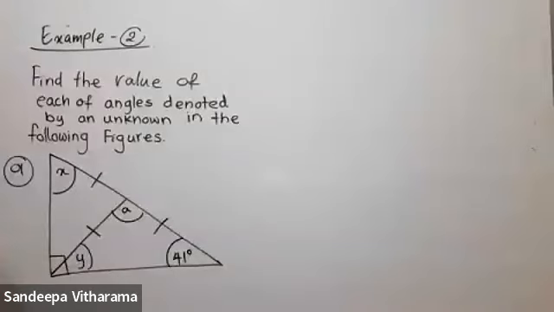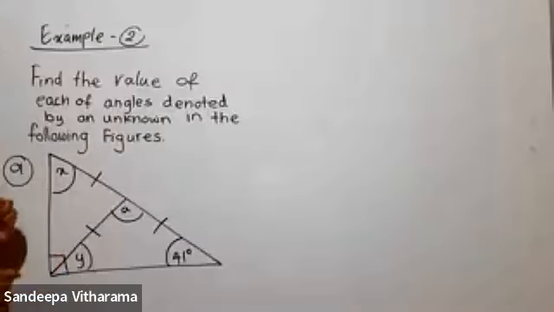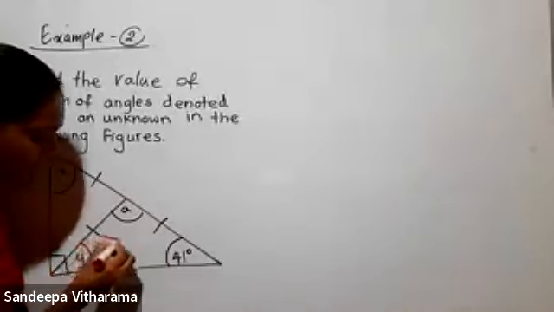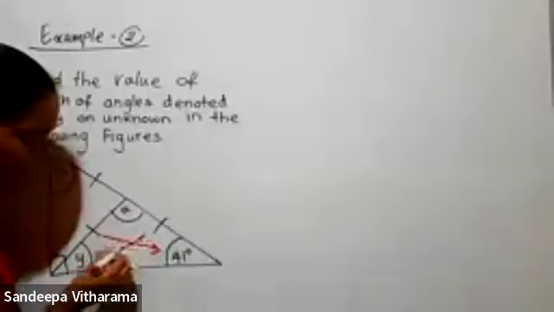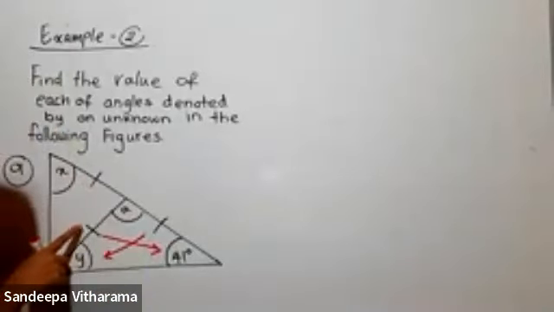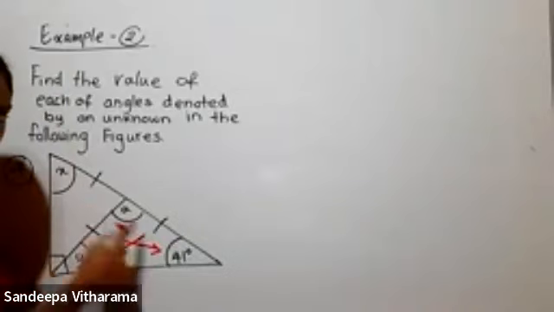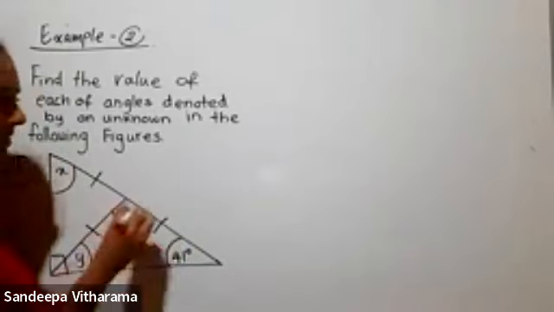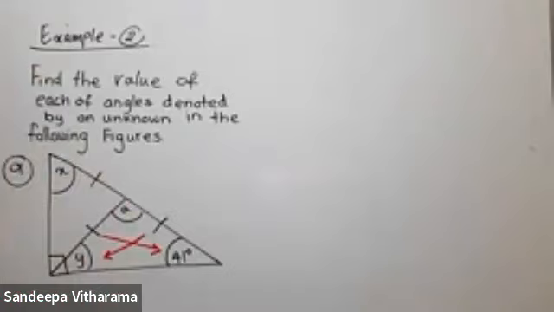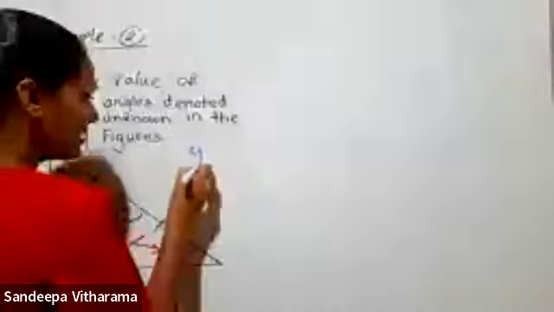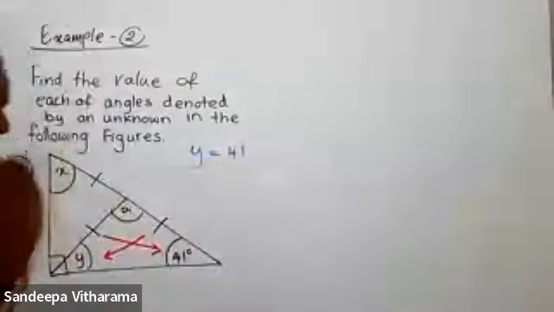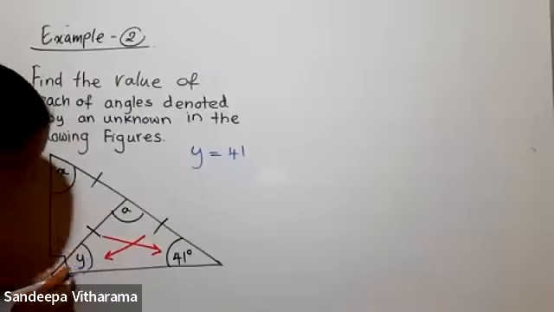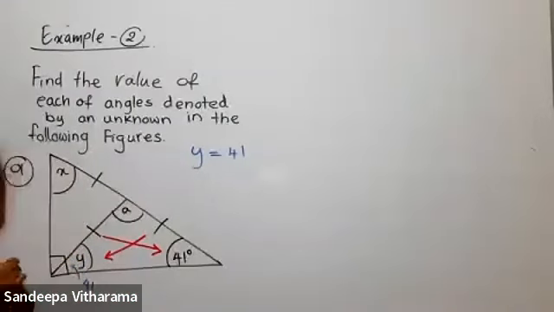Okay, let's see. Look at here. You can see that these two sides are equal. So what can we do? We can identify the angles opposite to each of these. Now here, the angle opposite to this side equals 41. That means the angle opposite to the other side should also equal 41. So what is the answer of y? Y equals 41. Okay. Then when y equals 41, we can write that it is 41.